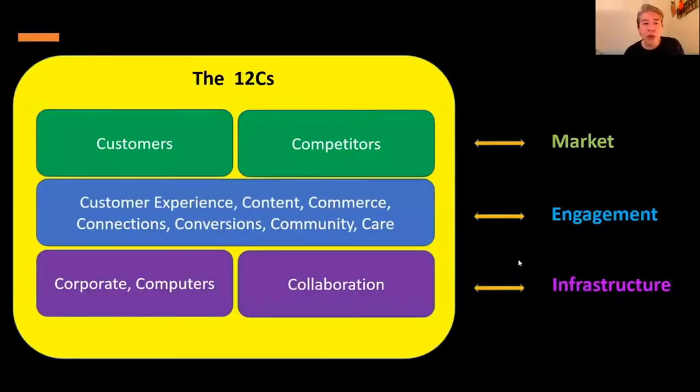To put the 12 C's into another perspective, customers and competitors represent what's going on in the market. Customer experience, content, commerce, connections, conversions, community, and care. That's the engagement layer, which is where your customers and clients are interacting with your products and services, and your team that's on the front line is also, again, communicating and supporting the customers. Corporate, computers, collaboration is the infrastructure layer, and that's really what's going on within your company and your different partners and what's in place to support all of the C's and the layers above.